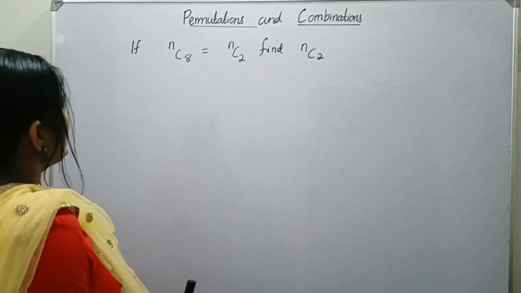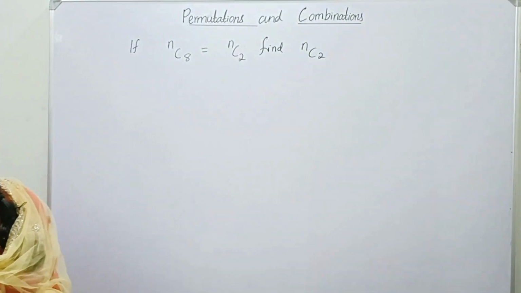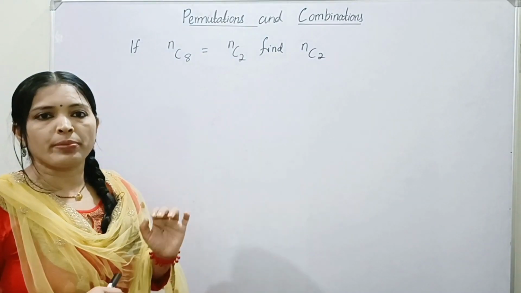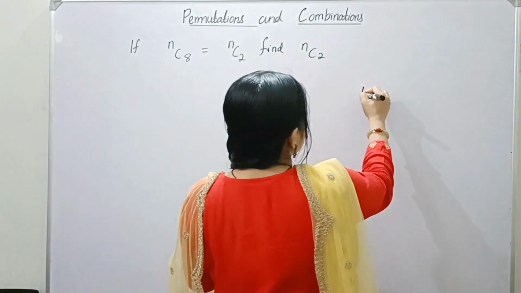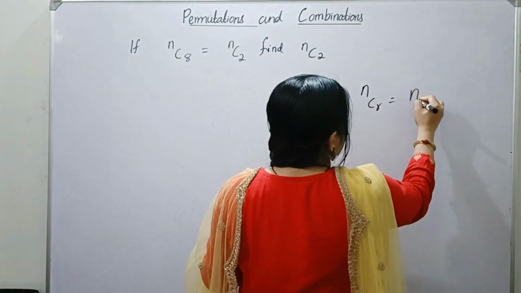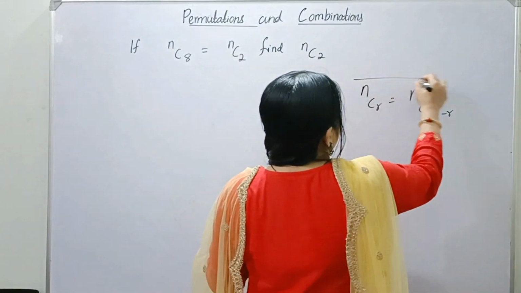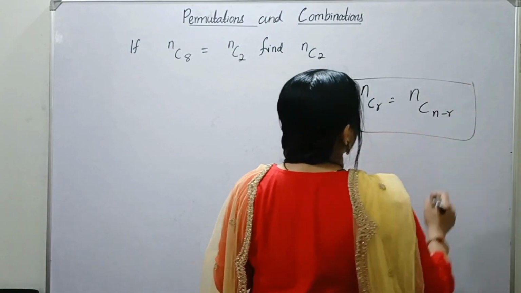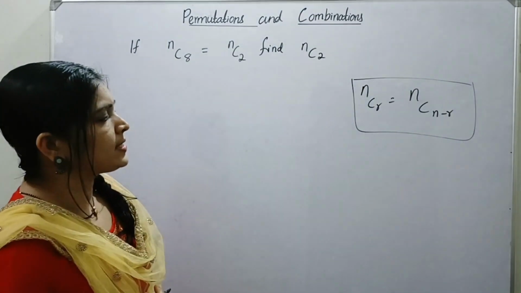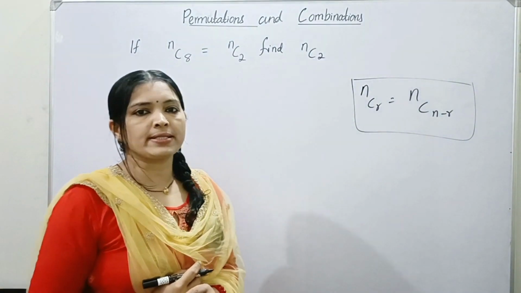First question, if nC8 is equal to nC2, find nC2. To find nC2, here we have to apply one of the properties of combinations. That is, nCr is equal to nC(n minus r). It is one of the properties of combinations. nCr is equal to nC(n minus r).